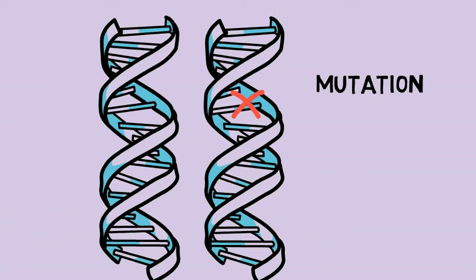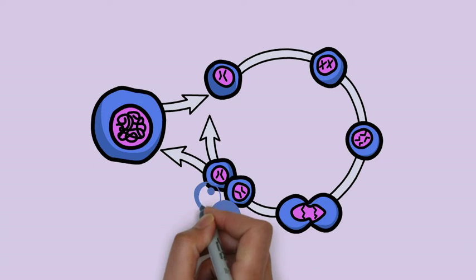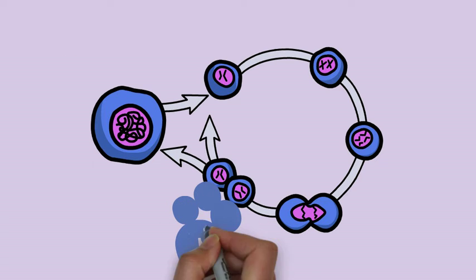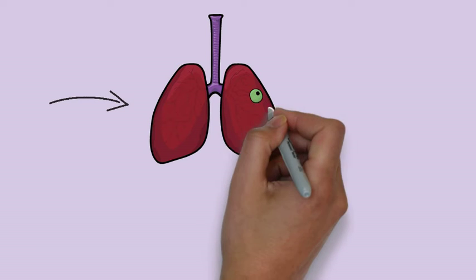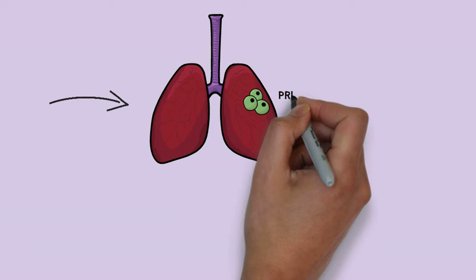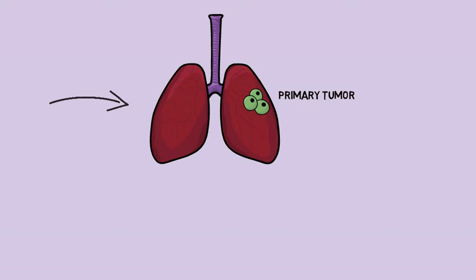Mutated cells can ignore your cell-controlling agents, and by escaping them, they can cause abnormal cell growth and uncontrolled cell division. When a mutated cell starts to multiply too much, a tumor is being formed. This local forming of cancer cells is called the primary tumor.